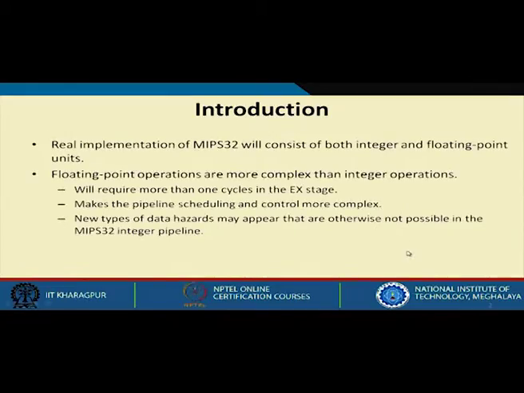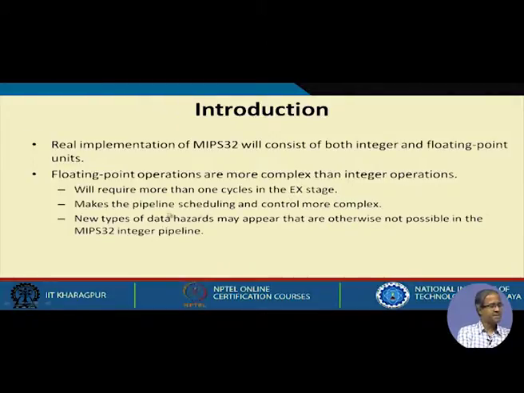Let us see. As I said, the real implementation of the MIPS 32, where you can run all kinds of applications, will obviously contain both integer and floating point units, and floating point operations are more complex than integer operations. Not only that, even within the integer operations, multiply and divide can be more complex than add and subtract. Okay. So, these kinds of operations are slower in general and may require more than one cycle to finish during the EX stage.